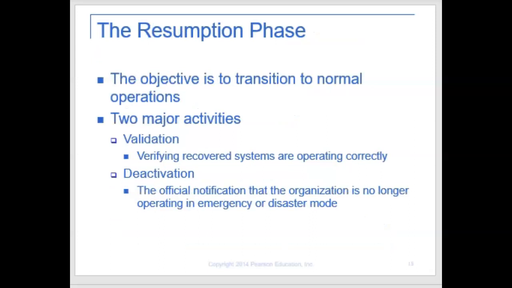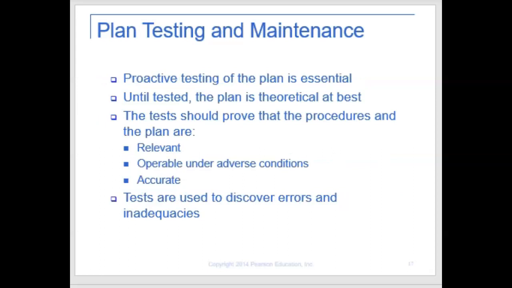So the resumption phase is how we transition back to normal operations. There are two main activities, validation and deactivation, identified and addressed here and also on page 391 of the book. You also want to plan and test maintenance, right? So the BCP should be maintained in a state of readiness, which is very important. It never goes idle, always. And you want to test it.